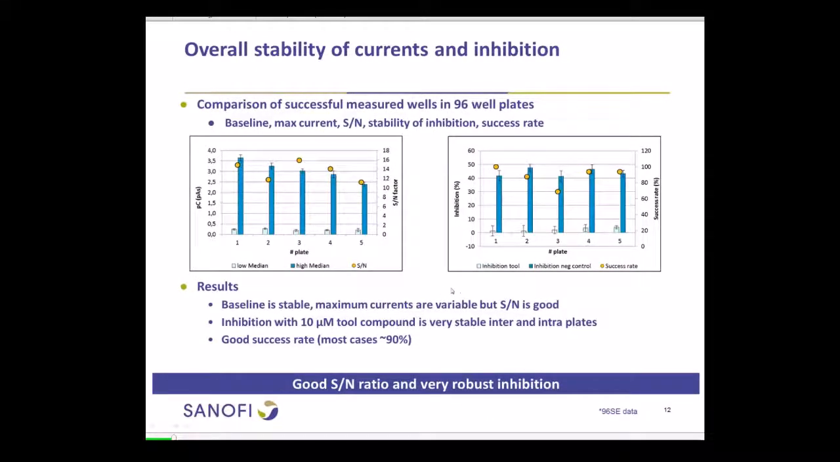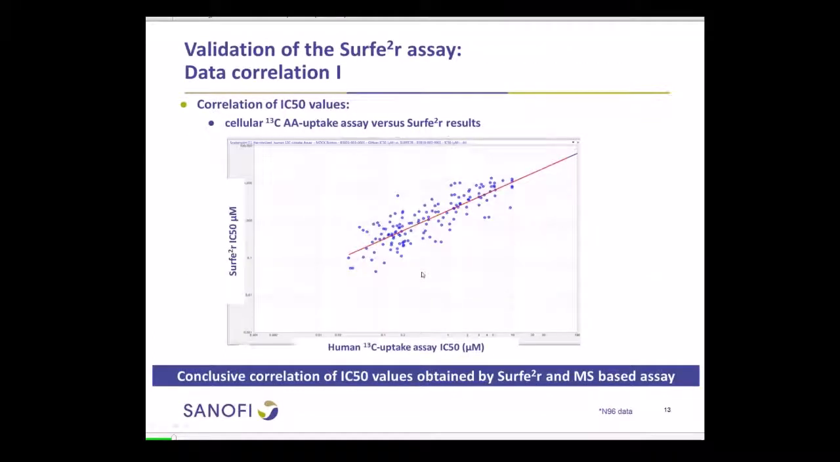And this is the data I'm referring to. On the left, you see the currents as a signal to noise factor and the low and the high controls, and this is pretty stable. On the right, you see the inhibition of the currents and the success rate. The success rate is mainly above 80 or 90%. Just one plate was at 70% for whatever reason. You can also see that the inhibition over several plates is pretty stable. So we were very, very pleased with this assay and started the compound screening with this approach.